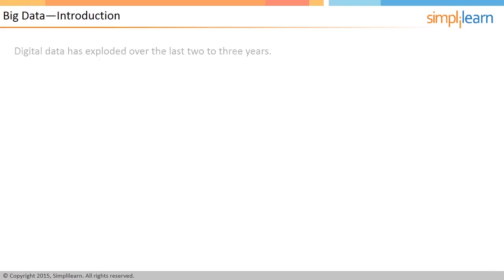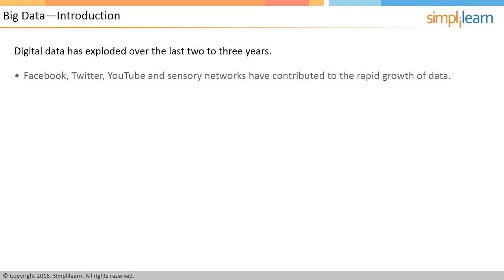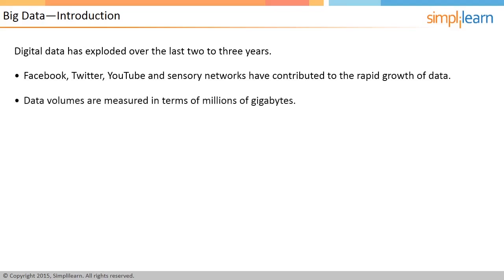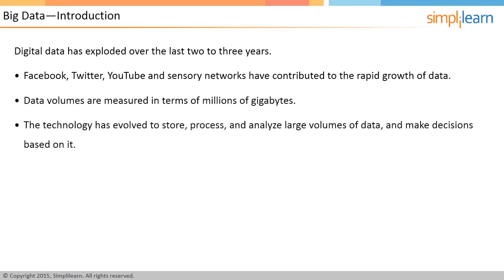Digital data has exploded over the last 2 to 3 years. Facebook, Twitter, YouTube, and sensory networks have contributed to the rapid growth of data. Data volumes are measured in terms of millions of gigabytes. The technology has evolved to store, process, and analyze large volumes of data and to make decisions based on it. The technology to utilize large volumes of data represents big data.